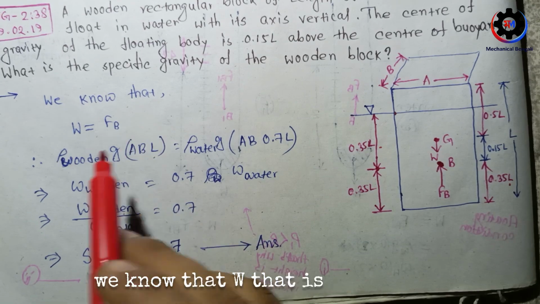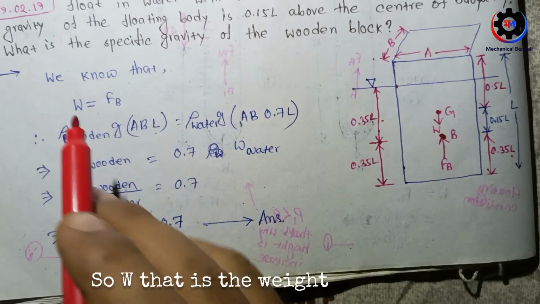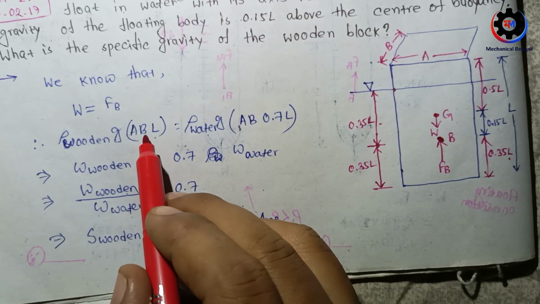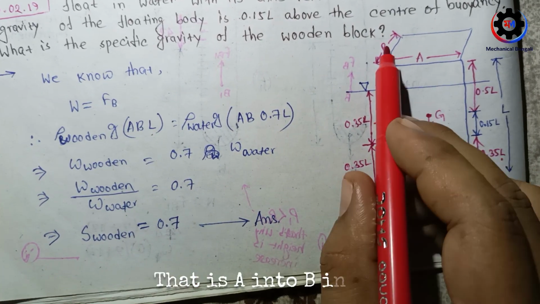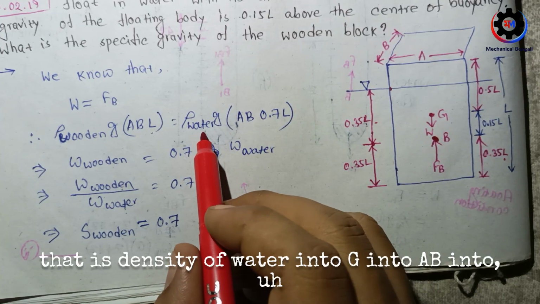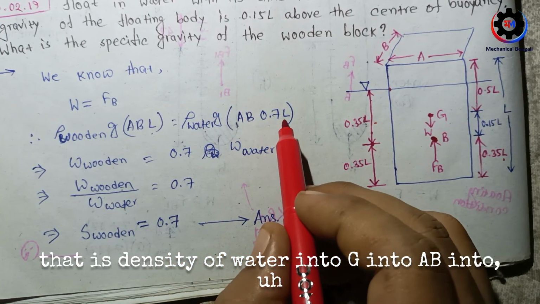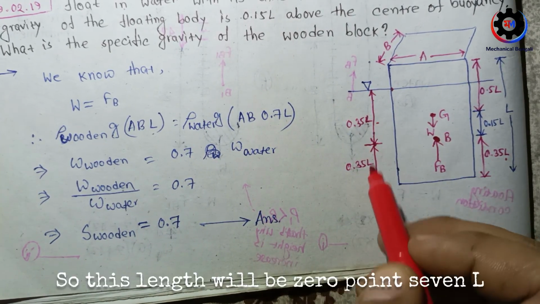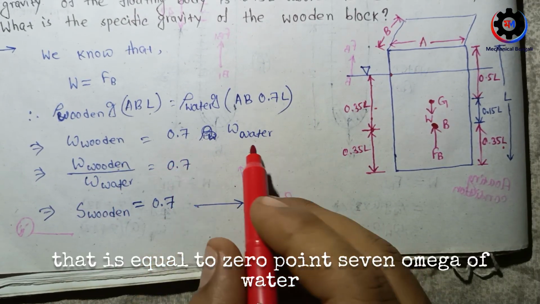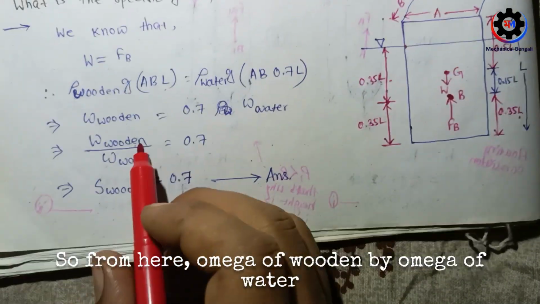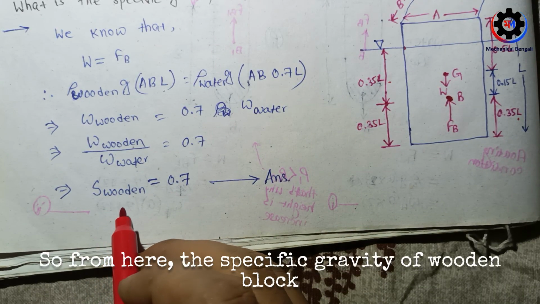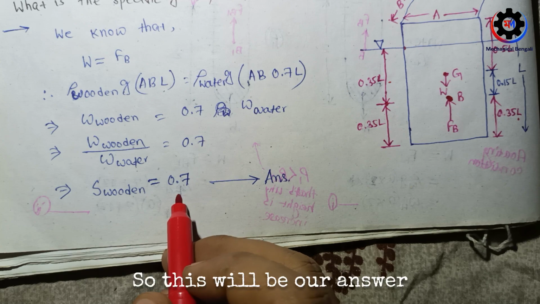Now we know that W is equal to FB. W, the weight of the body, is density of wooden block into G into volume of the body. What is the volume of the body? That is A into B into L. That is equal to the buoyancy force, density of water into G into AB into the submerged length, which will be 0.7 L. So from here, density of wooden block is equal to 0.7 times density of water. So density of wooden by density of water is equal to 0.7. So the specific gravity of the wooden block is equal to 0.7. This will be our answer.